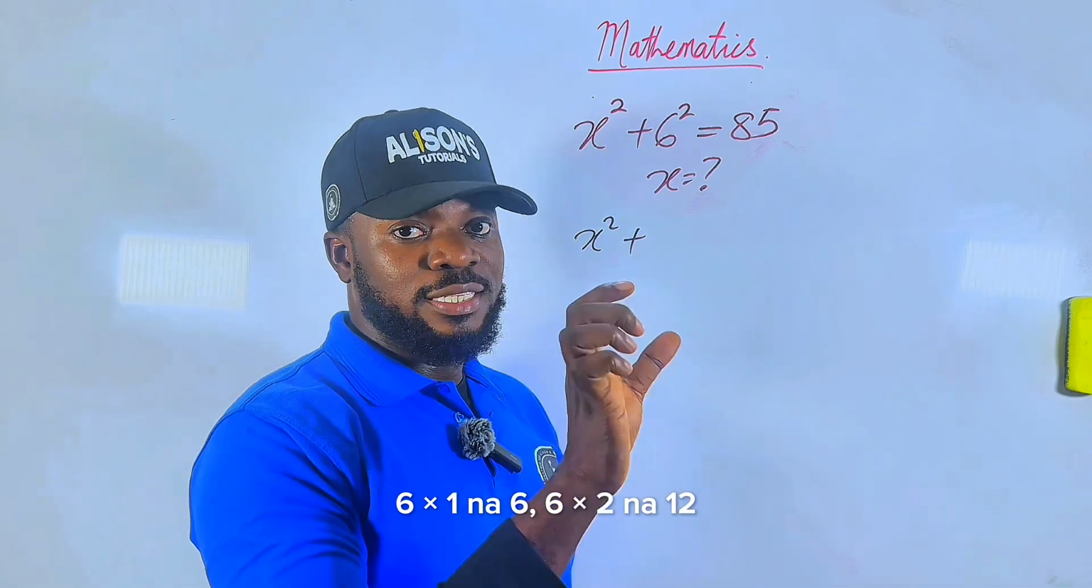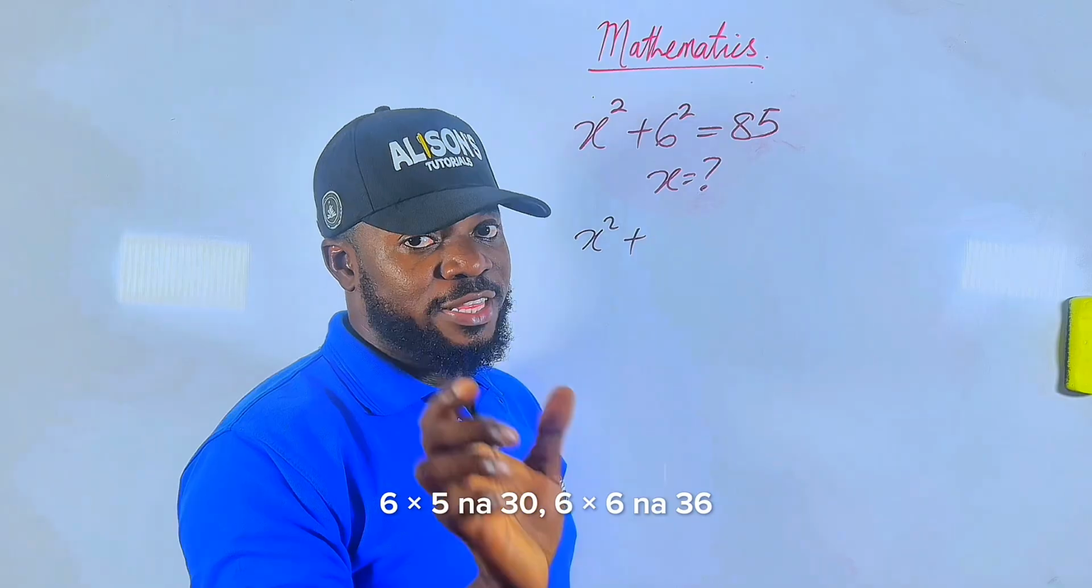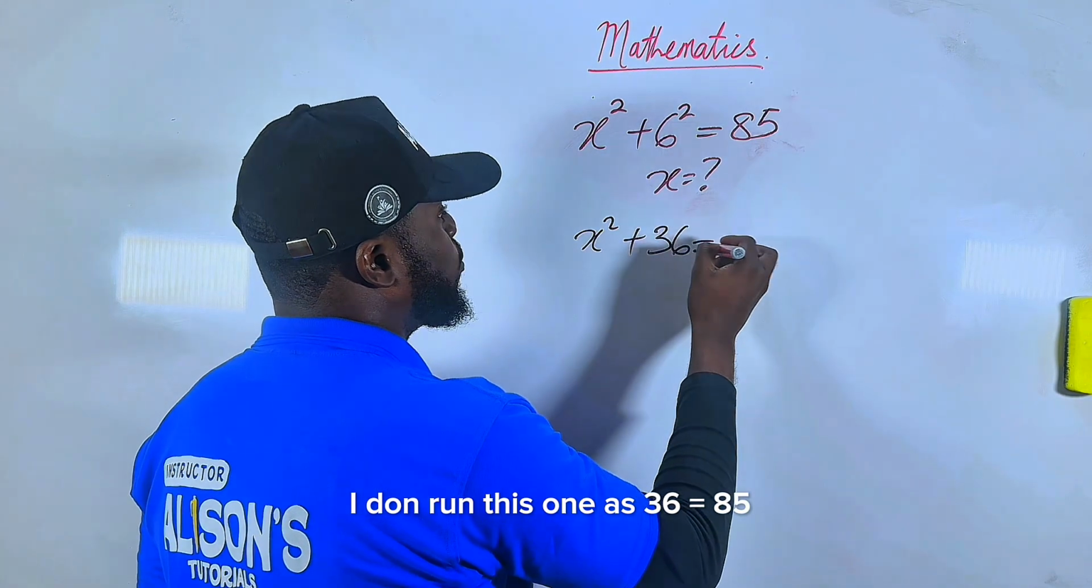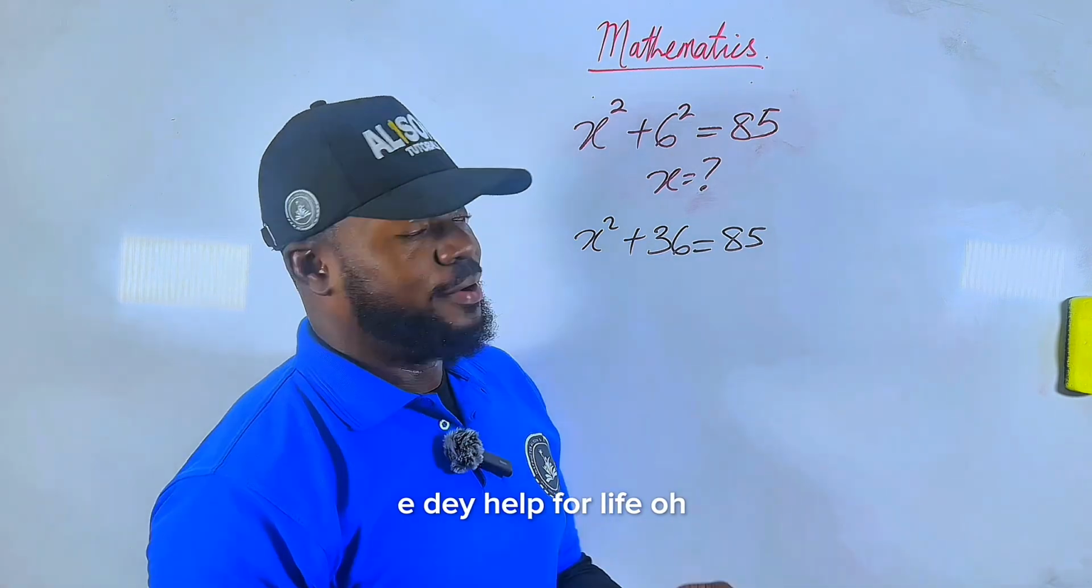6 times 1 now 6. 6 times 2 now 12. 6 times 3 now 18. 6 times 4 now 24. 6 times 5 now 30. 6 times 6 now 36. So 6 squared is 36. Try to know your times table. They help for life.